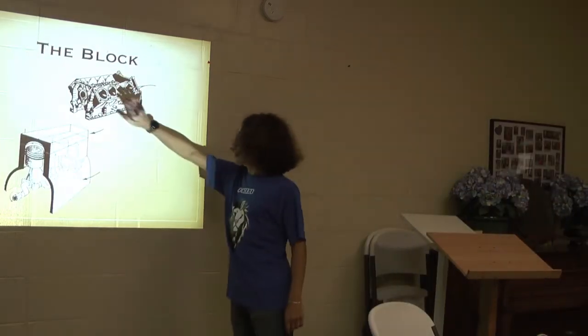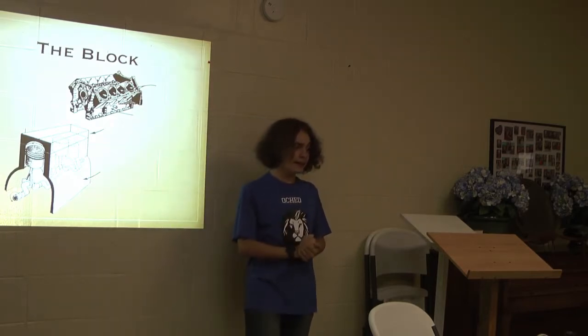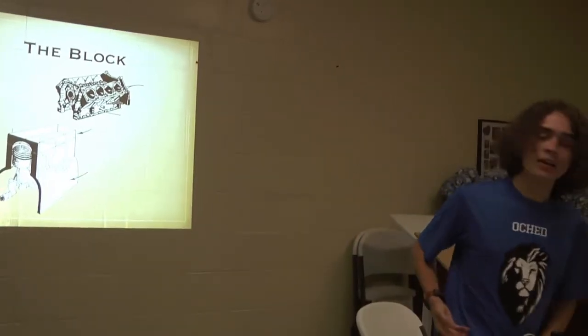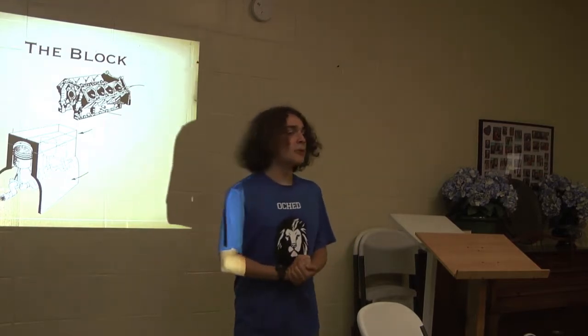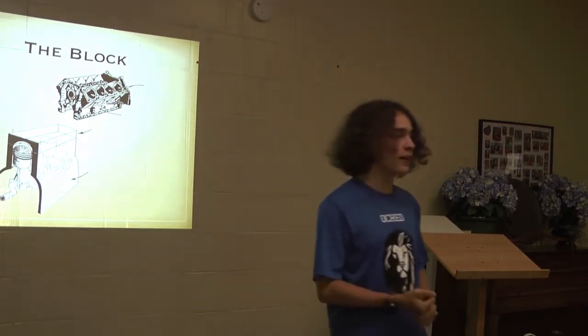Okay, now the block here, now there are several different configurations for a block. Either inline or V, or rarely something else. These other eccentric models include something known as a W configuration, which is in a very popular supercar known as the Bugatti Veyron.